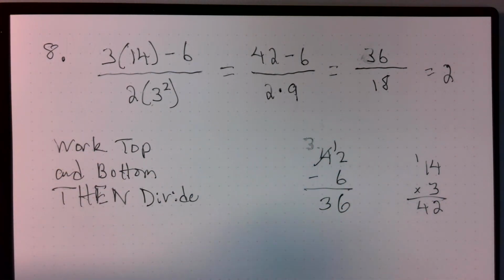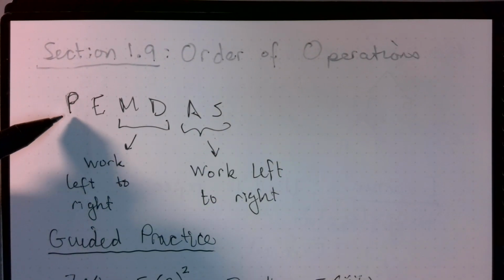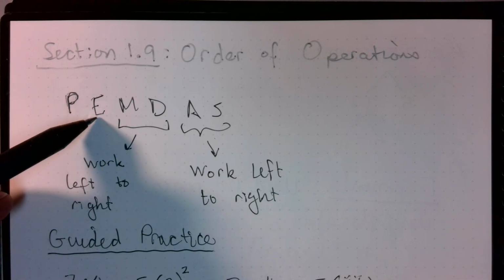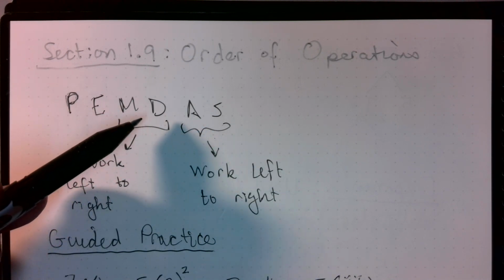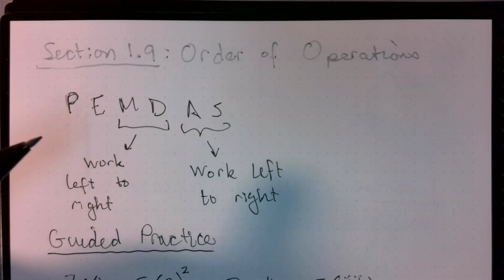So, to review, we're talking about order of operations. Work on parentheses first. If you have multiple parentheses, go to the innermost set of parentheses and start there. Take care of any exponents before you do multiplications and divisions, and do those before you do any additions and subtractions. So, I hope this helps.